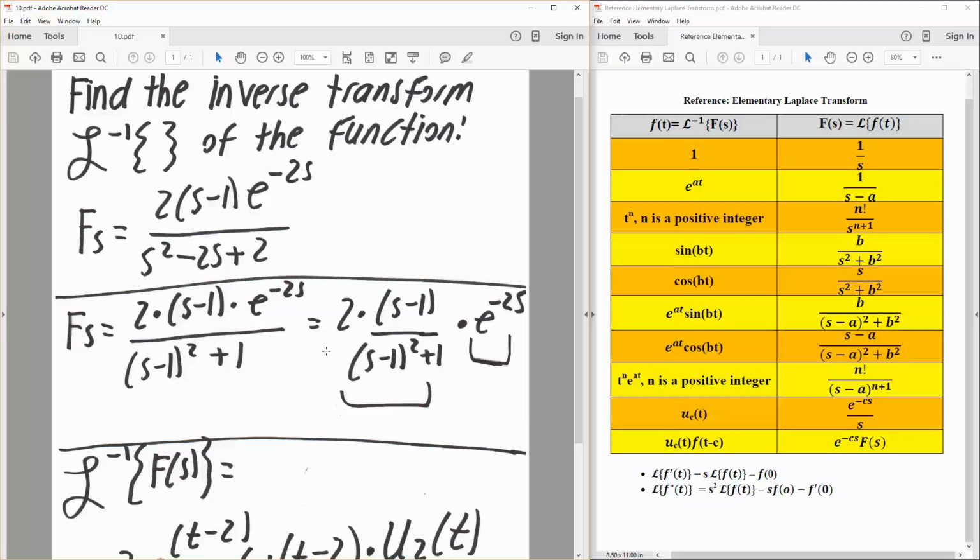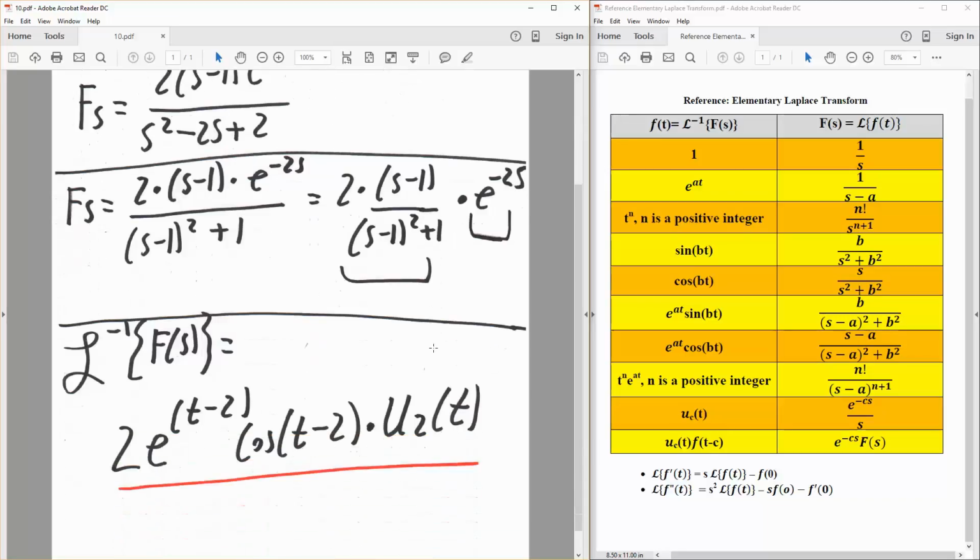And so the next thing we're going to do is separate everything out into pieces. So we have a 2, we put that here, 2 times (s − 1) divided by (s − 1)² + 1, times e^(−2s). And now we've got to see, does it match anything in our table? So (s − 1)/((s − 1)² + 1) would be very close to this. So if a is 1, that would work. s is here also, and then b is also 1. So this is a match.